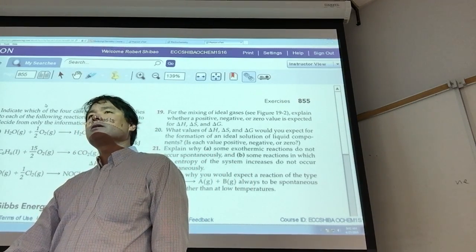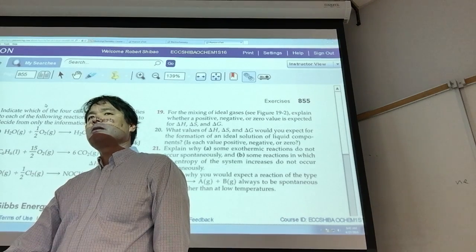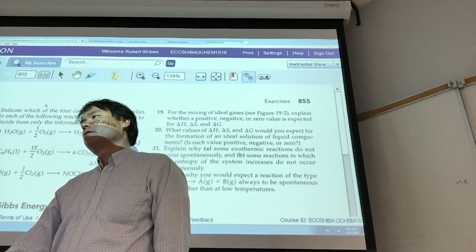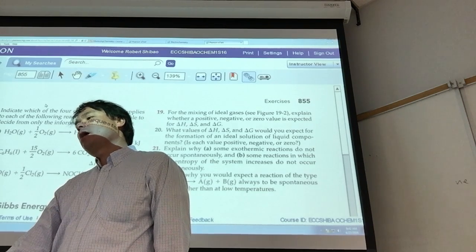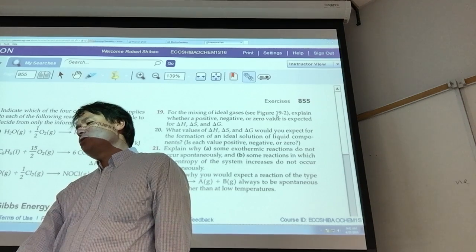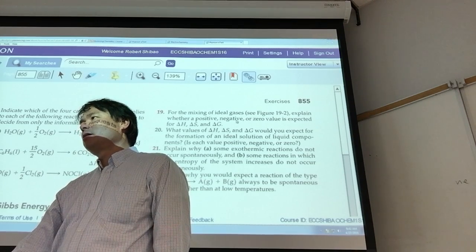Wait, how do you know? It depends on the volume change, though. Yeah, I kind of made note of that. You can't really tell the volume change, so it could be negative or positive, depending on if it's 2 moles going into 1, or 1 mole going into 2. If they say figure 19.2, we can go take a look and see how they're mixing it.